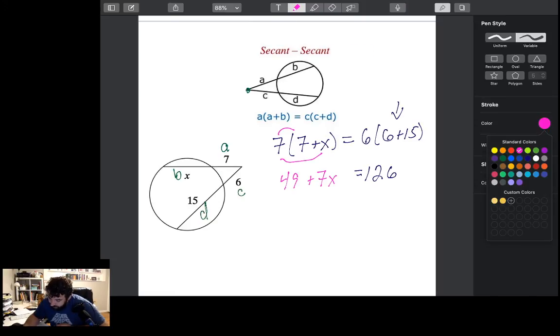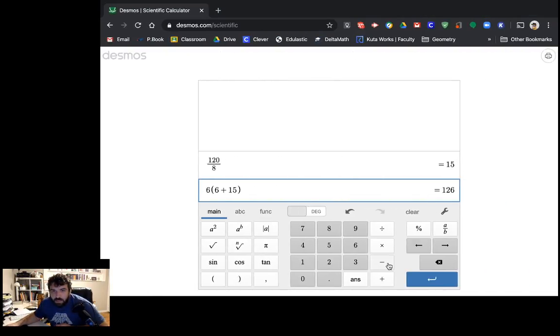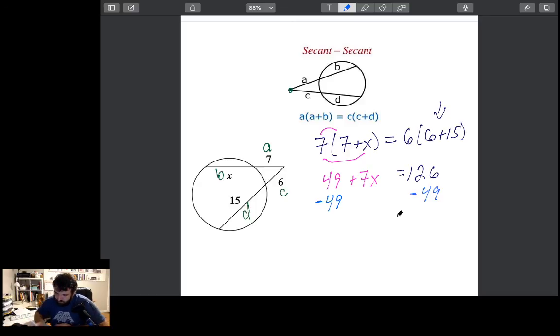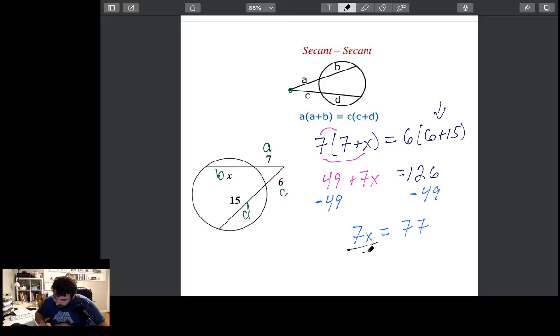You guys know what's coming next. We got to solve the algebra. Two-step equation work here. Take minus 49 off both sides. We'll go ahead and work that over here. We should just be able to hit minus 49, and it'll give us 77. So 7x equals 77. I don't think we're even going to need the calculator for the last part. Set that up, divide both sides by 7. And of course, that gives us x is 11.